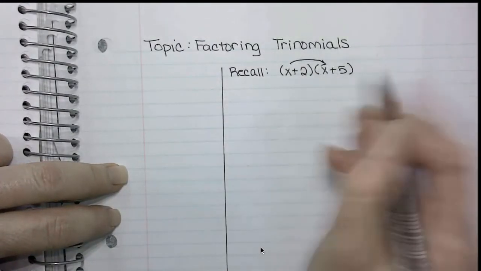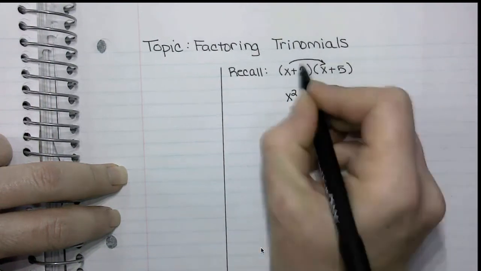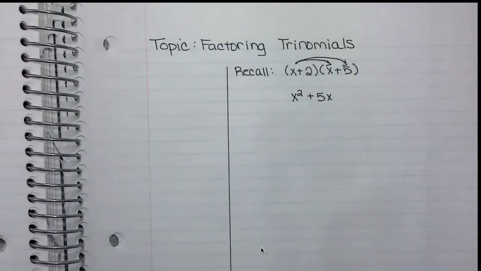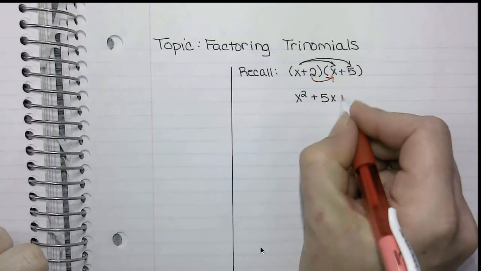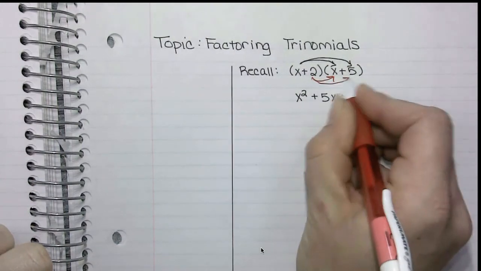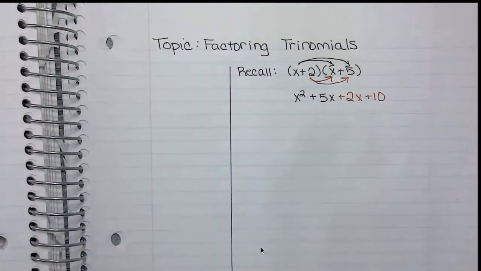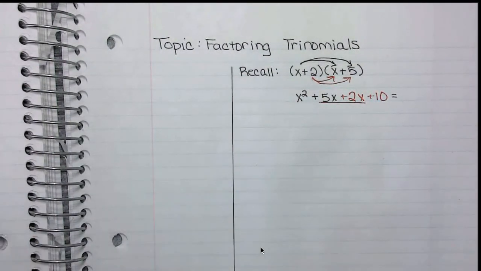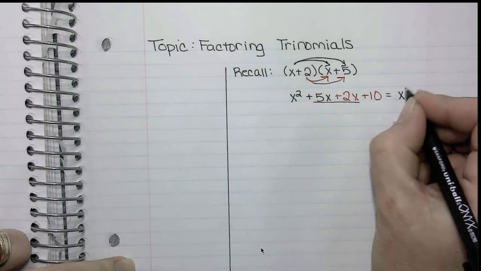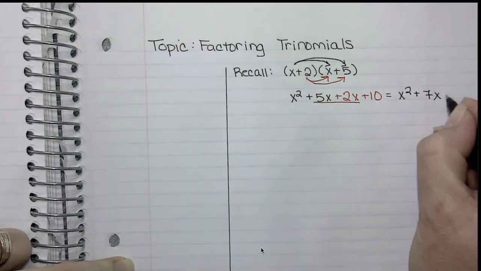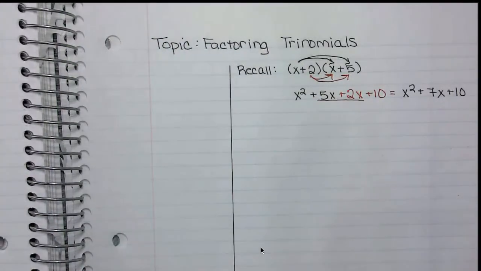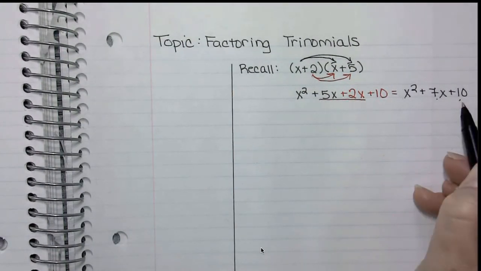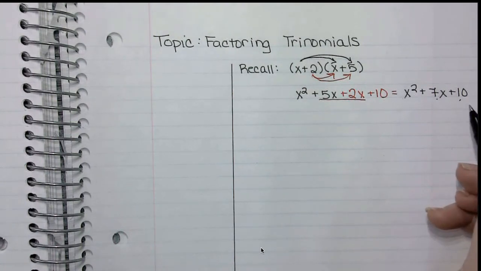So first, outer, inner, last. And then we combined our like terms here and came up with x squared plus 7x plus 10. This is a trinomial. Trinomial because there's 1, 2, 3 terms, and nomial means term. So we have a trinomial here.